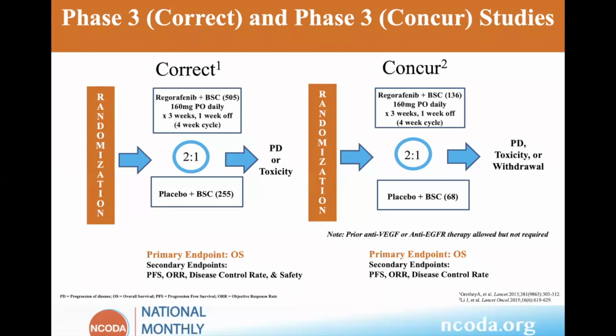Another major difference between this trial and the CORRECT trial is that the patients did not have to receive a prior anti-VEGF or anti-EGFR therapy prior to randomization. That was not included in the inclusion criteria. Next slide, Stephen.